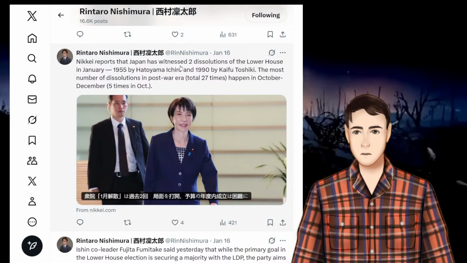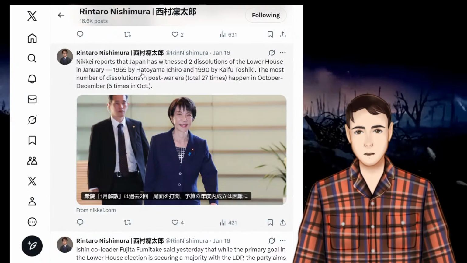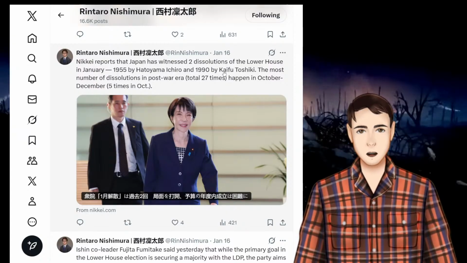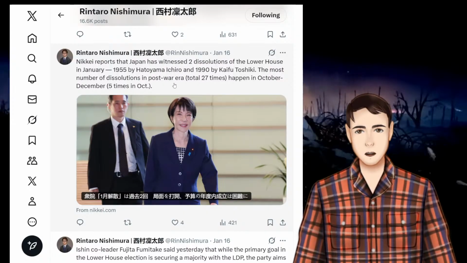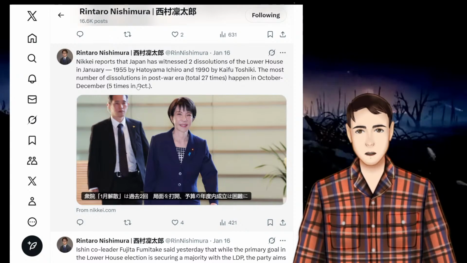Nikkei reports that Japan has witnessed 2 dissolutions of the lower house in January, in 1955 by Hatoyama Ichiro and 1990 by Kaifu Toshiki, the most number of dissolutions in the post-war era. Total 27 times, happens in October. Oh, so it's a weird timing of the placement. Happened between October and December, 5 times in October.